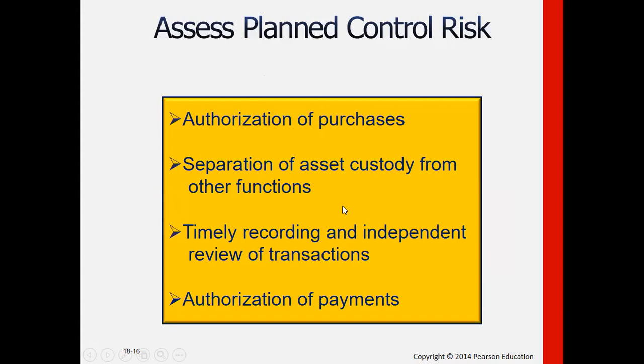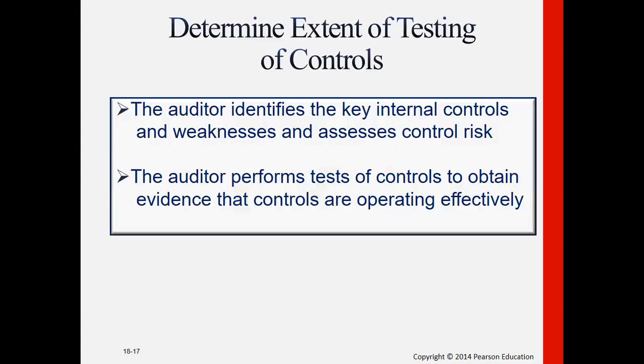Then R is recording and execution. So C, of course, must be separated from A, R, and E. Then we ensure that there is timely recording and independent review of transactions. So if somebody processes such, somebody also reviews the processes. And then authorization of payments. Before any payment should be made, there must be proper authorization coming from authorized parties.